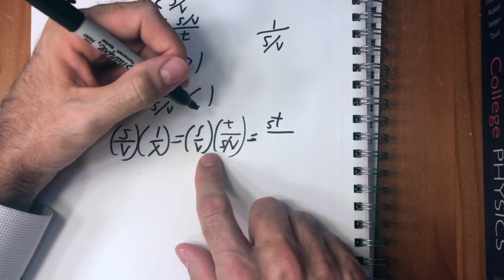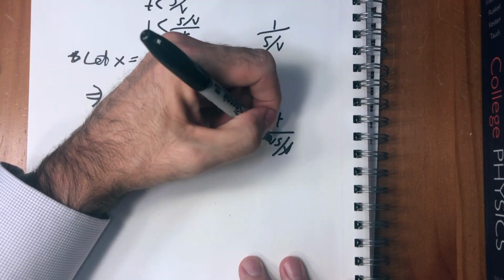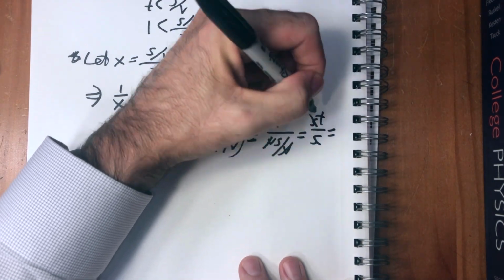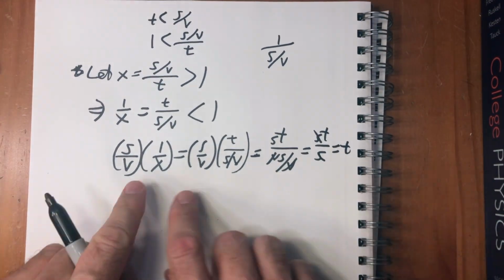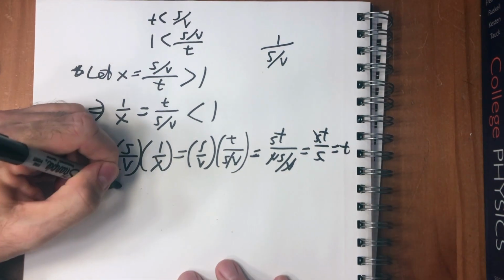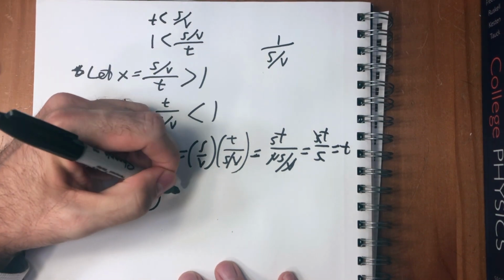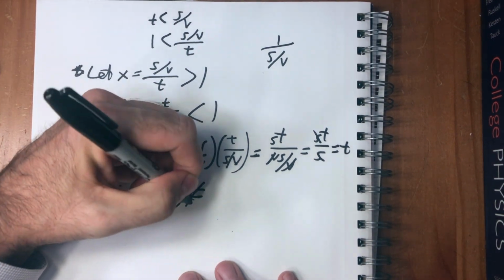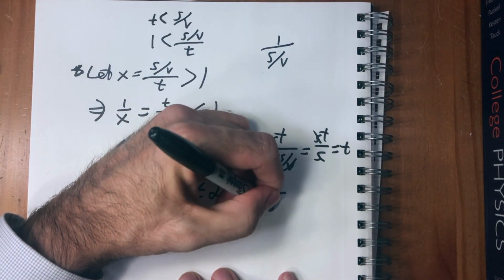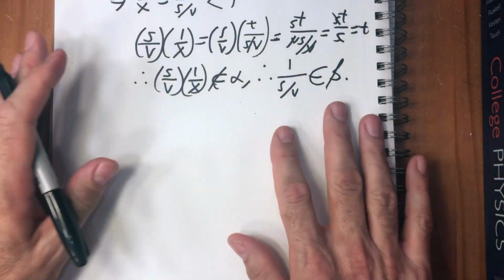And then if we just multiply through, we have that st equals vs over v. These two cancel, and we have st over s. Those two cancel, and we have t. So this equals t, which we know is outside of alpha. Therefore, s over v times 1 over x is outside of alpha. Therefore, 1 over s over v is an element of beta. Do you believe it? That's all we need.